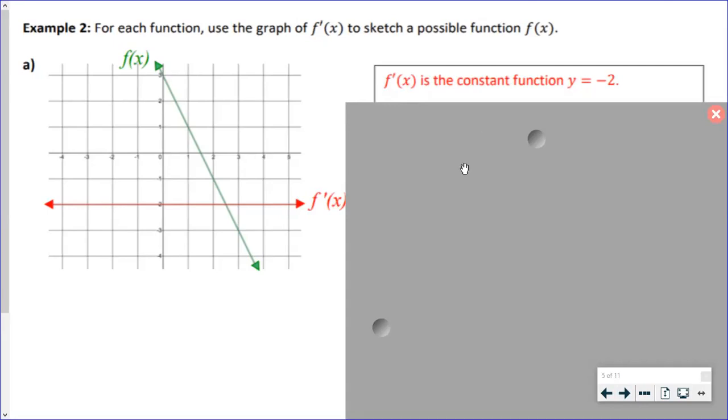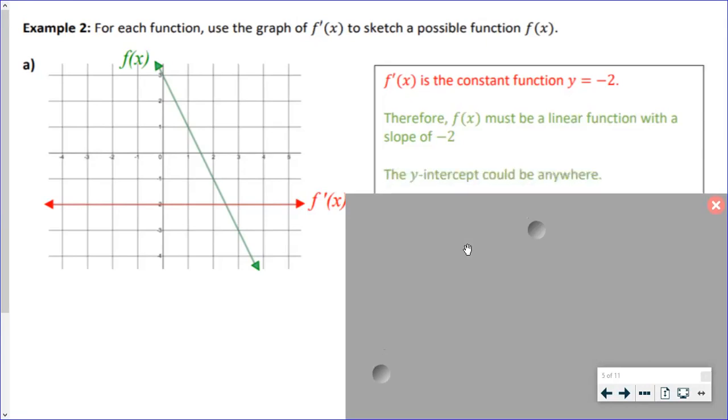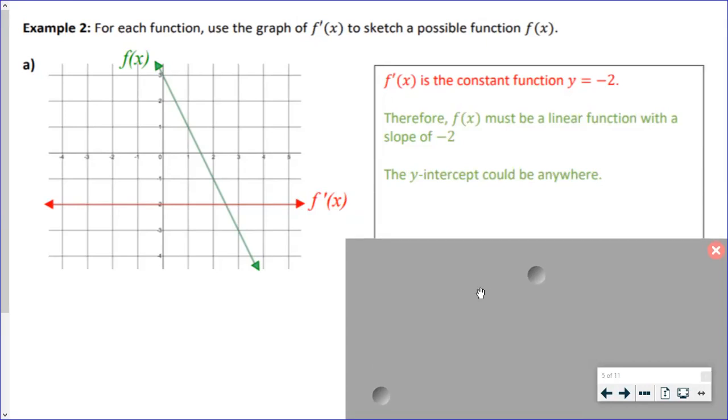So for each graph function, use the graph of f prime of x to sketch a possible function for f of x. Okay. Therefore, because our derivative is a constant function, f of x must be a linear function with a slope of -2. Because remember, the derivative is the slope, right? Derivative function requires a slope. So at y is equal to -2, it would make sense the linear function had a slope of -2. That's the only way we would be able to get a derivative of -2. And the y-intercept could be anywhere, right? There's many potential f of x functions for this f prime of x function.